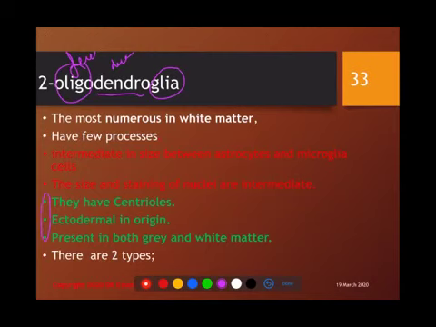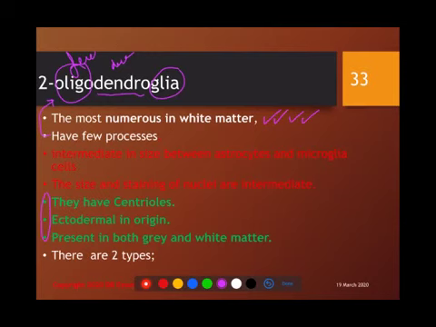What is the distinguishing feature of this cell? They are the most numerous in the white matter. Why? Because they form myelin sheaths in the white matter. So we don't have another cell forming myelin there, so they are the most numerous cell in the white matter. And according to their name, they have few dendrites or few processes.